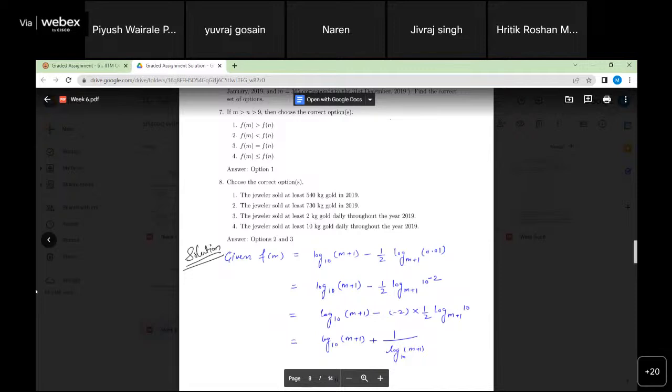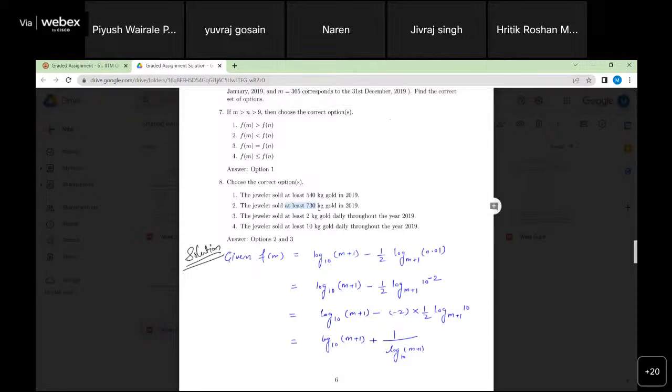Option 2 is Euler sold at least 730 kg gold. We are accepting anything lesser than that also. Option A1 is the jeweler sold at least 540. Yes, he has sold at least 540. No, sir, how can it be wrong? The jeweler sold at least 730 kg means minimum 730 kg he is selling, so more than that he can sell. At least means minimum 730 kg.